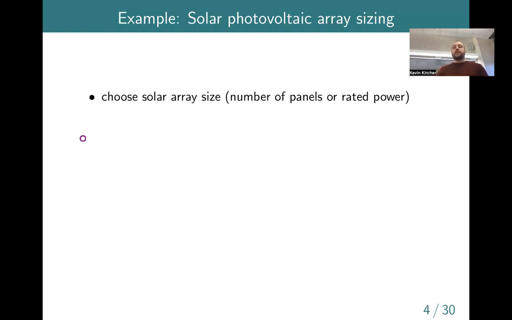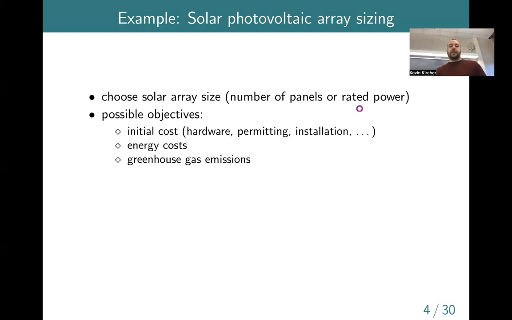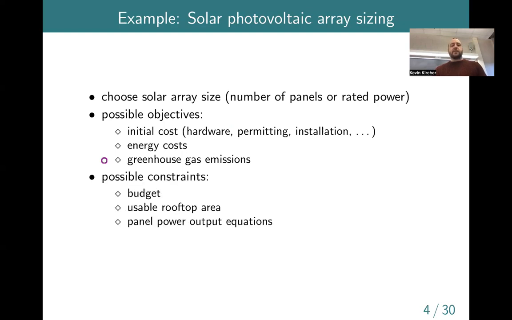So you might have a problem where you want to come up with a good size of a solar photovoltaic array. And so you'd have some numerical decision variable that quantifies the size. This could be the number of panels, or it might just be the rated power of the array. You might have a range of objectives that you want to balance through different prices or weights. They might include the initial cost of the hardware, installation labor, permits, all that sort of stuff. They might also include energy costs, or the amount of money that you might save on energy costs by having solar power. They could include something around greenhouse gas emissions as well.